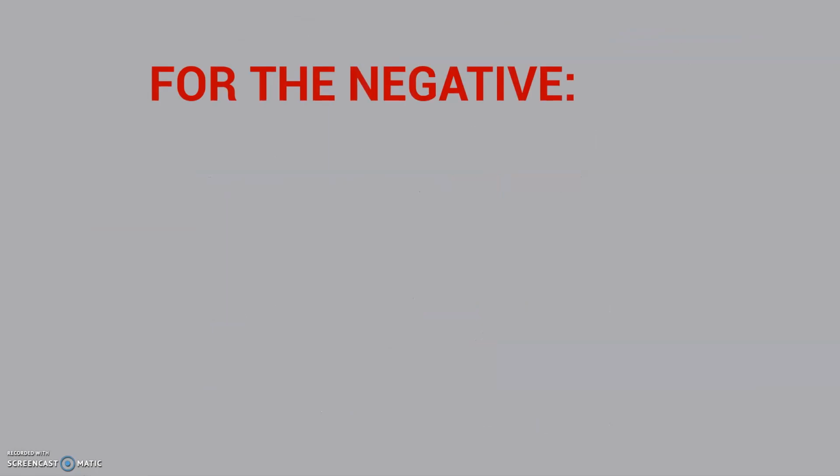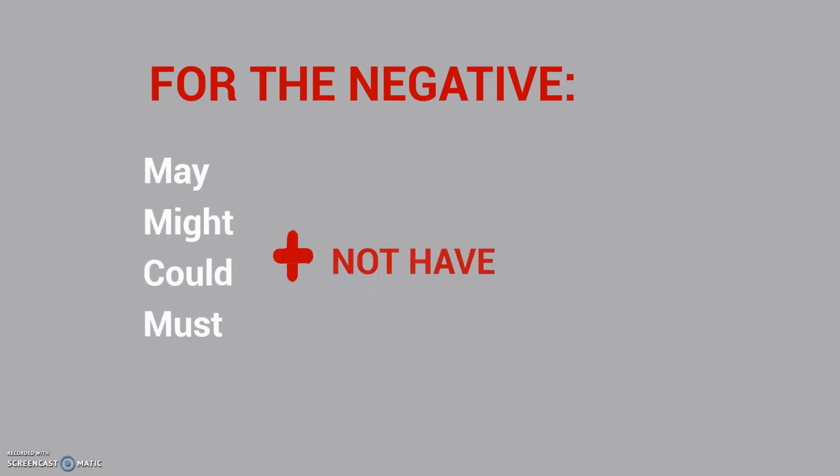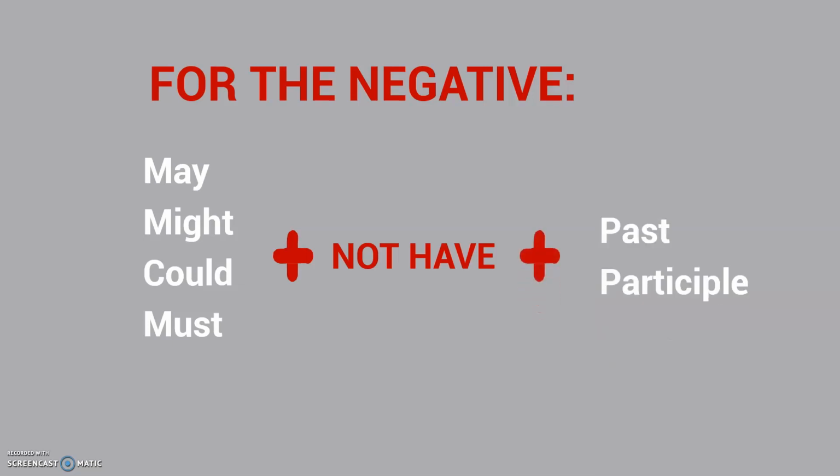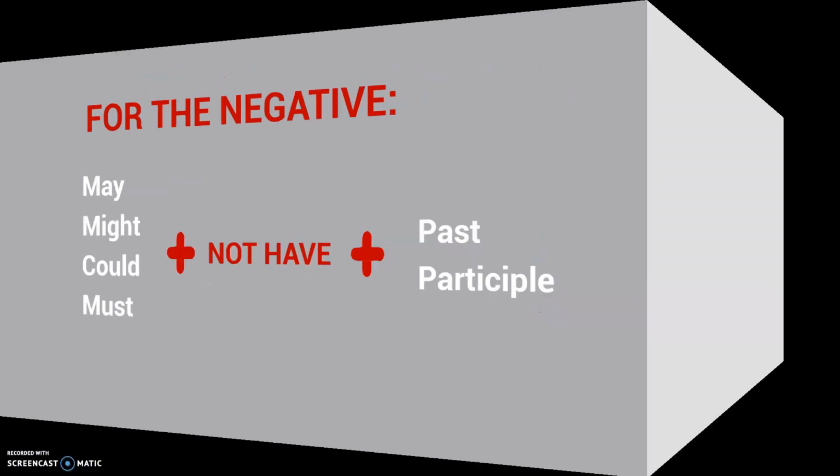In the case of the negative modals, it's really easy. We have our modal, then plus not have. For example, he may not have gotten up early, or he might not have, or he couldn't have, or he must not have, plus our past participle form of the verb.